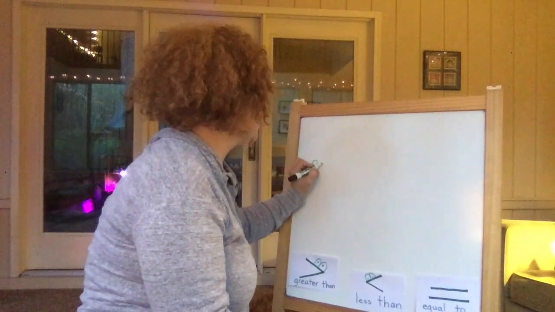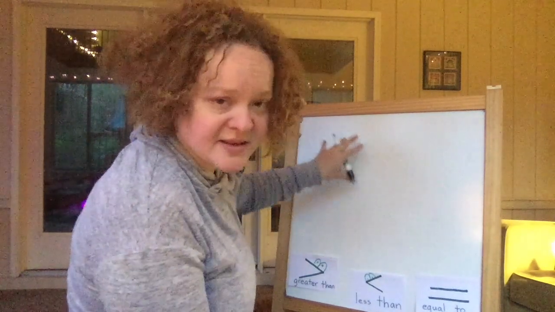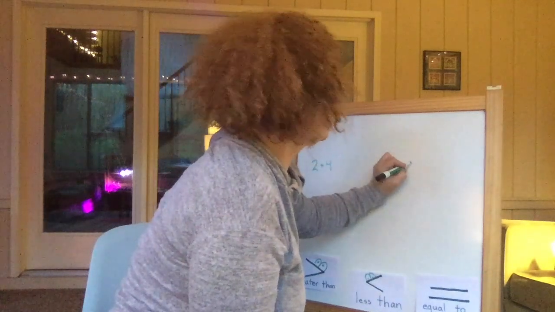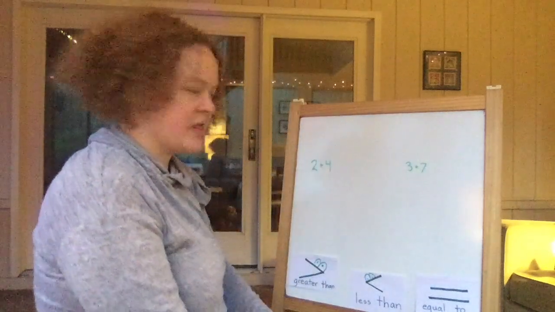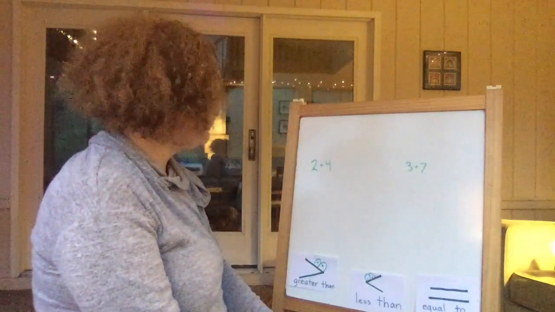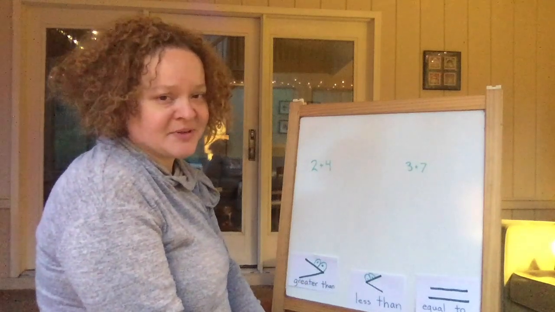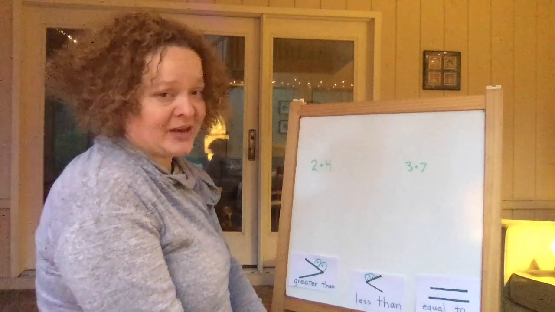2 plus 4 is on this side. Let's do 3 plus 7 on that side, okay? 2 plus 4, I'll give you some time. What's that? Oh, you're right. It's equal to 6.